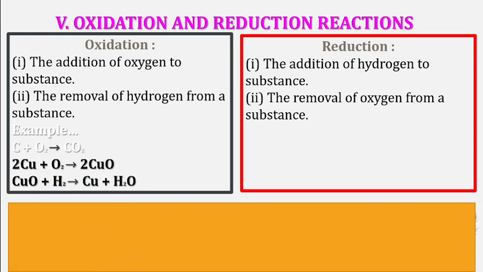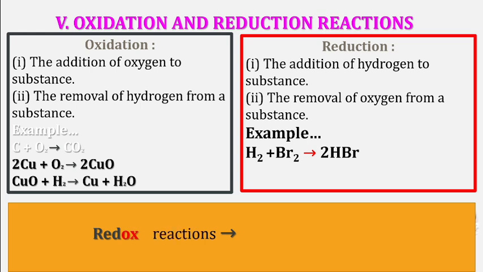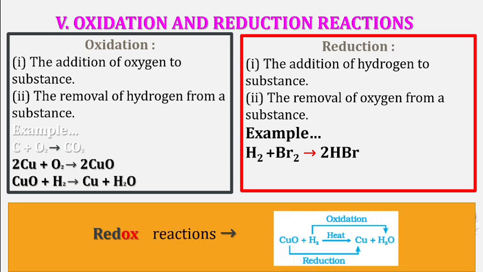Examples for oxidation reaction: C plus O2 gives rise to CO2, 2Cu plus O2 gives rise to 2CuO, CuO plus H2 gives rise to Cu plus H2O. Example for reduction: hydrogen reacts with bromine to form hydrogen bromide. Redox reactions: we can see that cupric oxide reacts with hydrogen to form copper plus H2O. Both oxidation and reduction reactions occur.